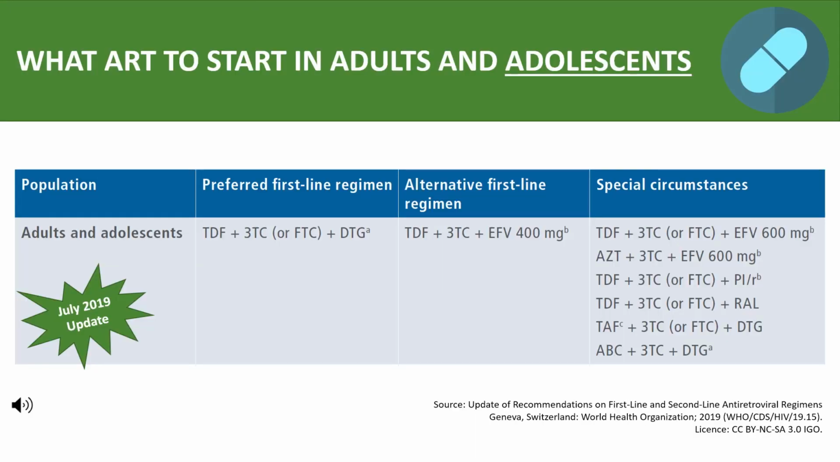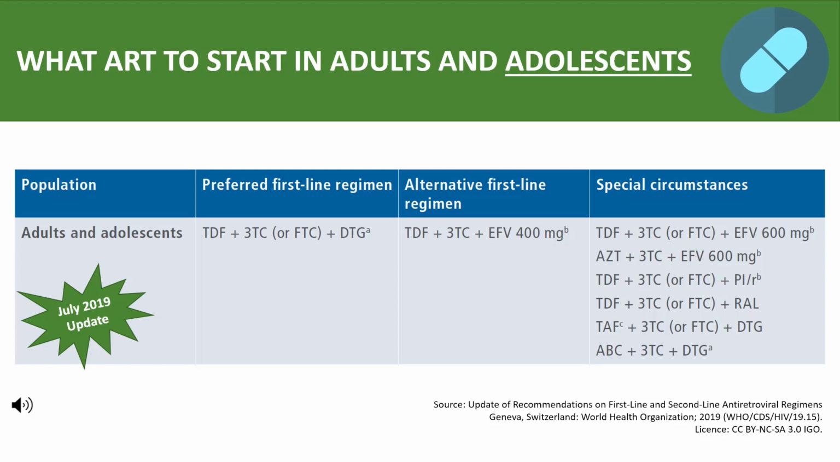What ART to start in adults and adolescents? In July 2019, WHO updated its recommendations for first- and second-line antiretroviral regimens. The new recommendations are based on evolving evidence on safety and efficacy, and on programmatic experience with the use of dolutegravir in women of childbearing potential, and the use of efavirenz 400 mg in pregnant women and in people co-infected with tuberculosis.